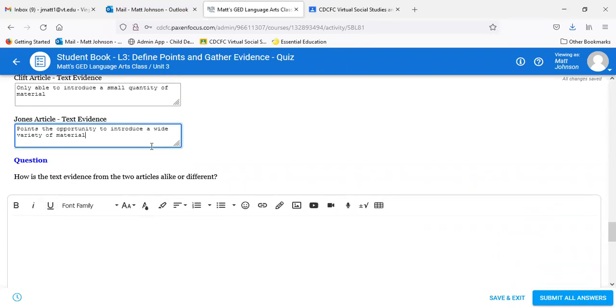Now, the question down here: how is the text evidence from the two articles alike or different? I would say they are different because Cliff talks about having a small quantity of materials whilst Jones has a wide variety of materials to have access to. Yeah, I'm thinking they're alike though, right? Because they're both talking about materials.